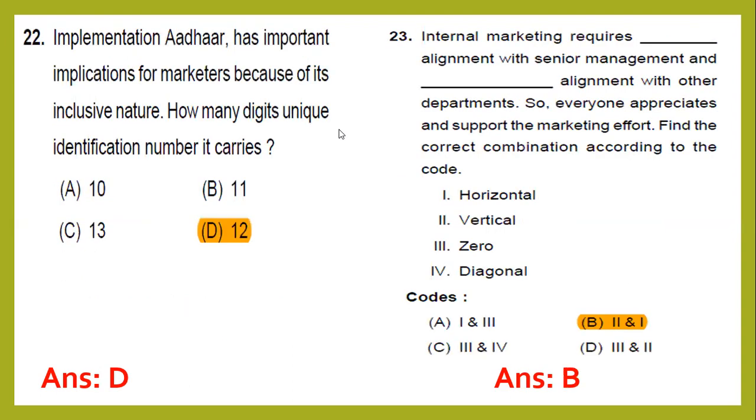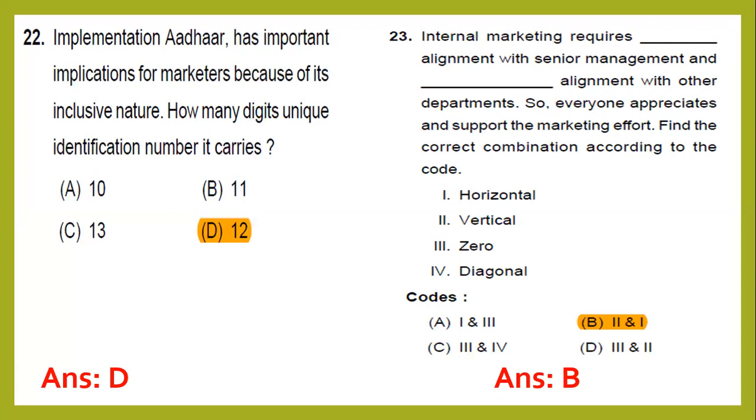22nd question. Implementation has important implications for marketers because of its inclusive nature. How many digits is the unique identification number going to carry? That is, what is the total number of digits in the Aadhaar card? The correct option is 12. So for 22nd question, the correct option is D, 12.